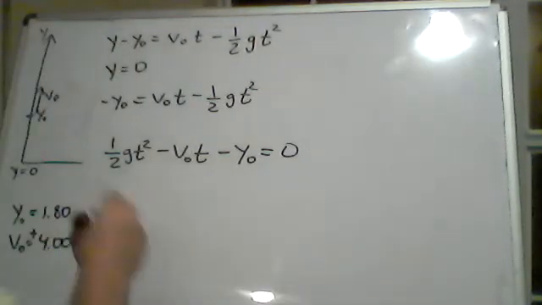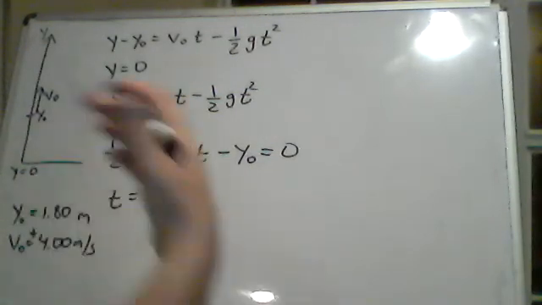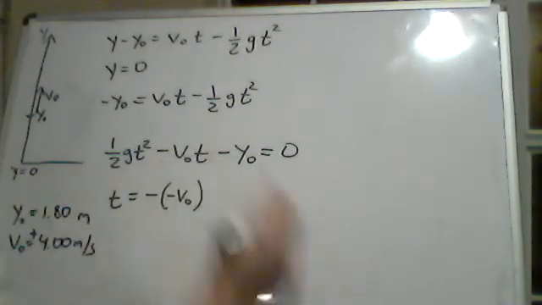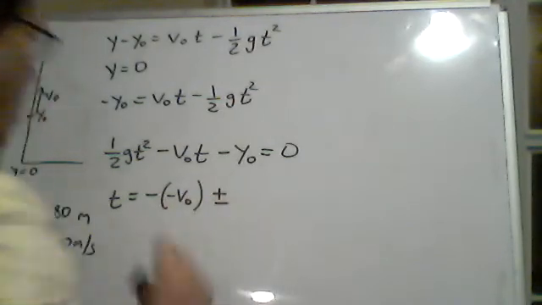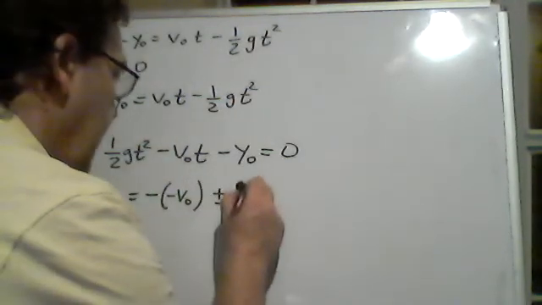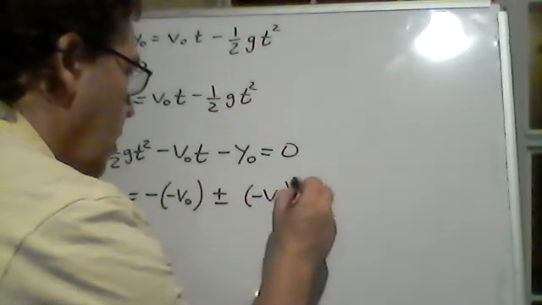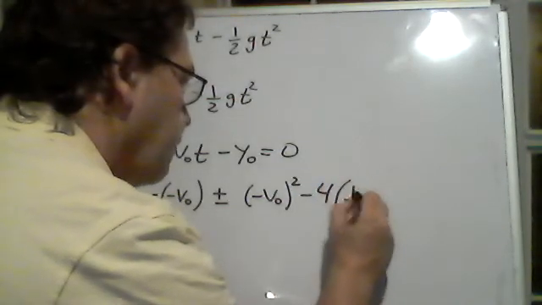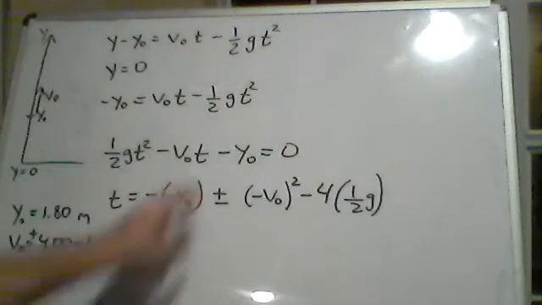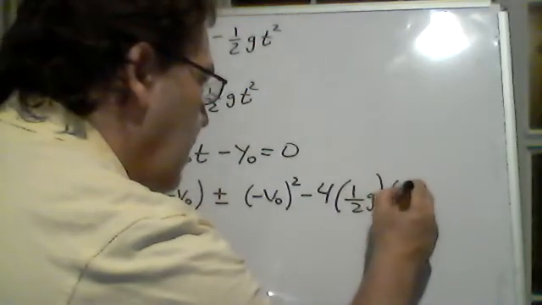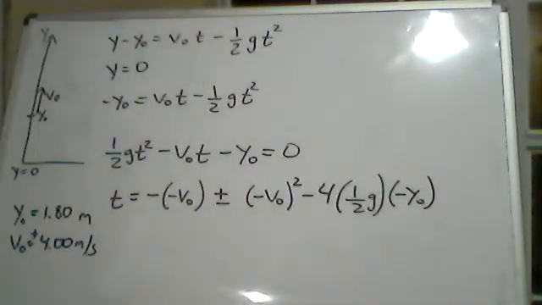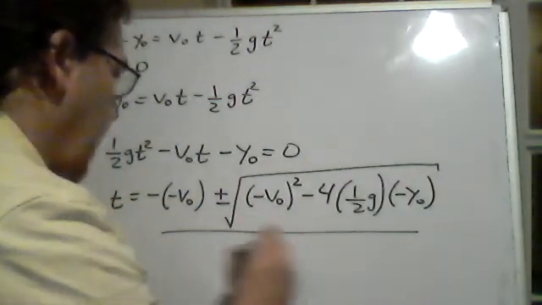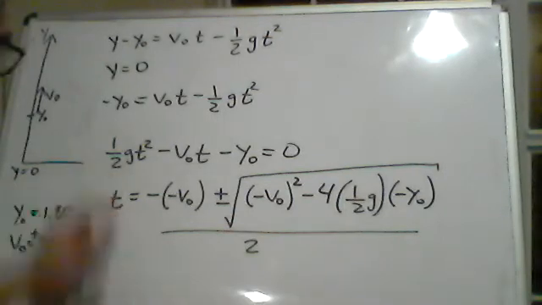So I want to find the t. Well, it's negative b. Okay, so that's negative of negative v naught. Be very careful with your negative signs. Plus or minus the square root of b squared. That's, in my language, negative v naught quantity squared, minus 4, what is a? A is 1/2 g. What is c? It's negative y naught. So you've got negative sign craziness going on here, so you've got to be really careful. This is all under a radical, and all of this is divided by 2a. What's a? 1/2 g.